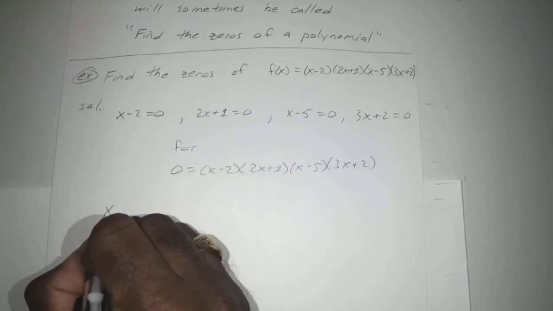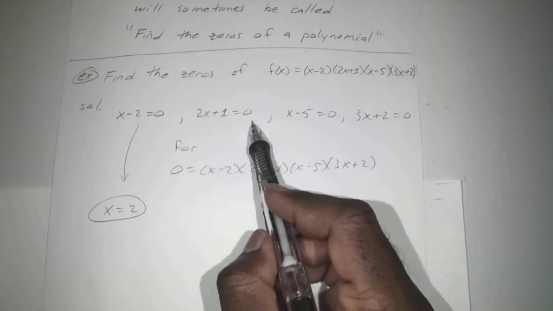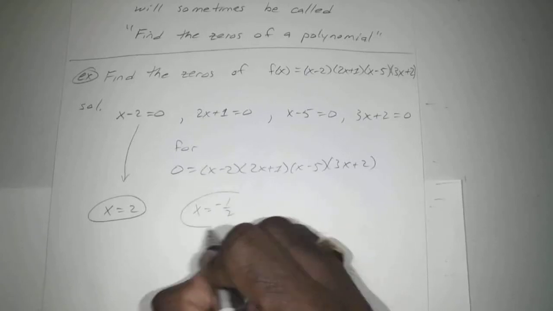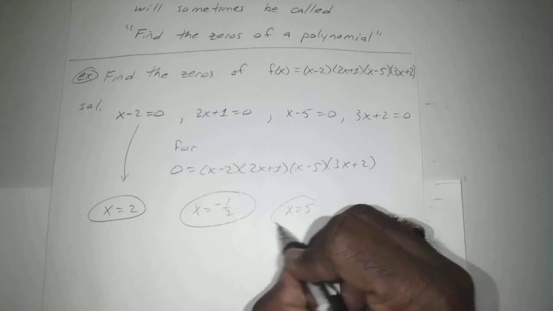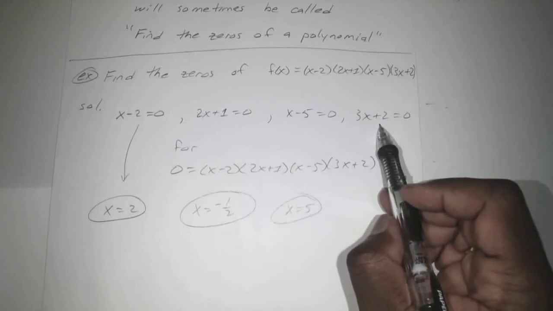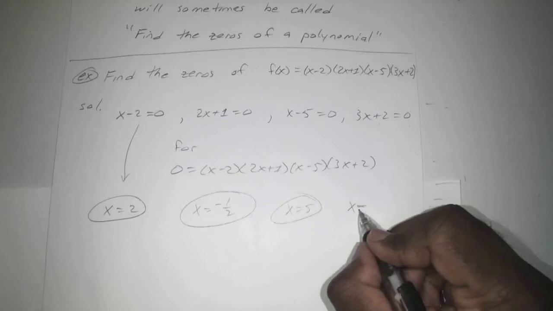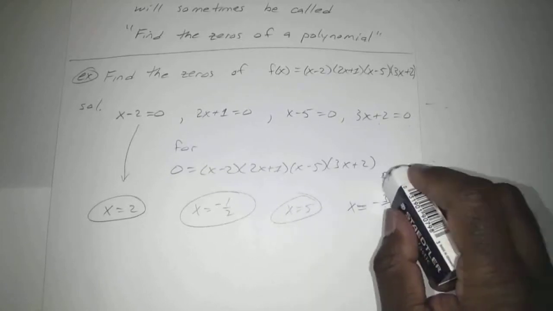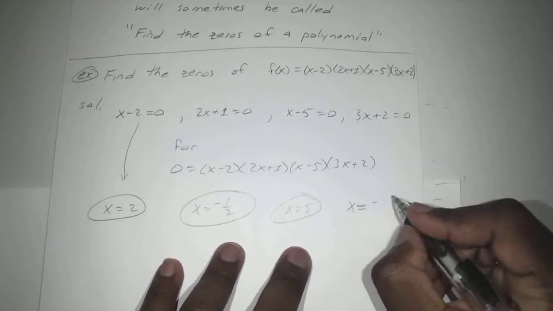So that means that x can equal 2 for that one. For this one, if you subtract 1 then divide by 2, x can equal negative 1/2. For this one, x can equal 5. And for 3x plus 2, if you subtract 2, divide by 3, x can equal negative 2 over 3. There.